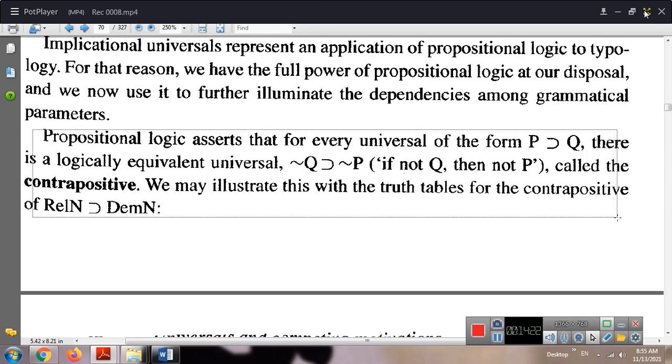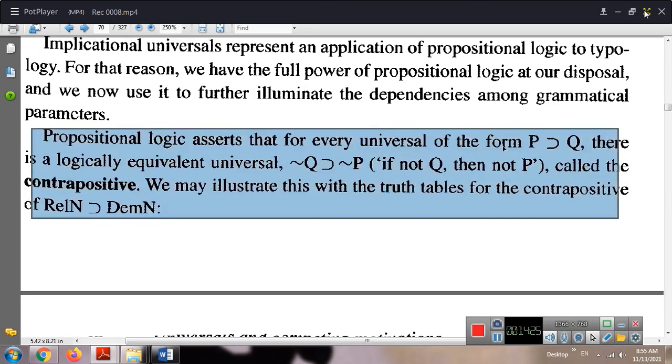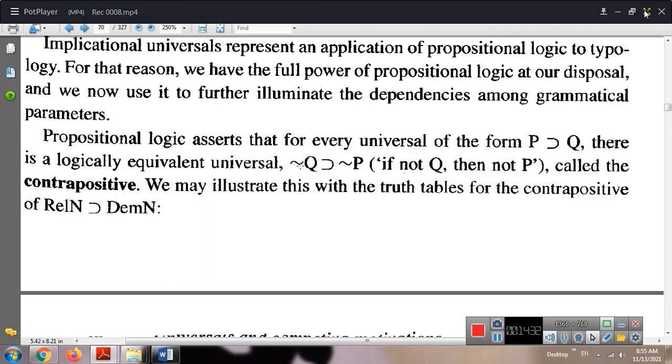Propositional logic asserts that for every universal of the form if P then Q, there is a logically equivalent universal: if not Q then not P. This is called the contrapositive. We may illustrate this with the truth table for the contrapositive of if non-relative noun, then non-demonstrative noun.